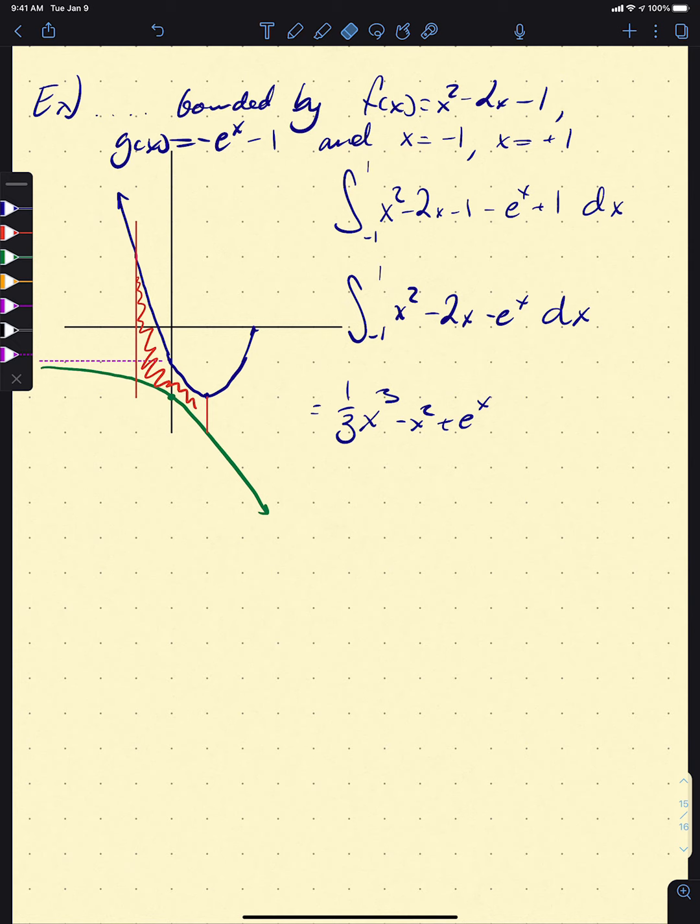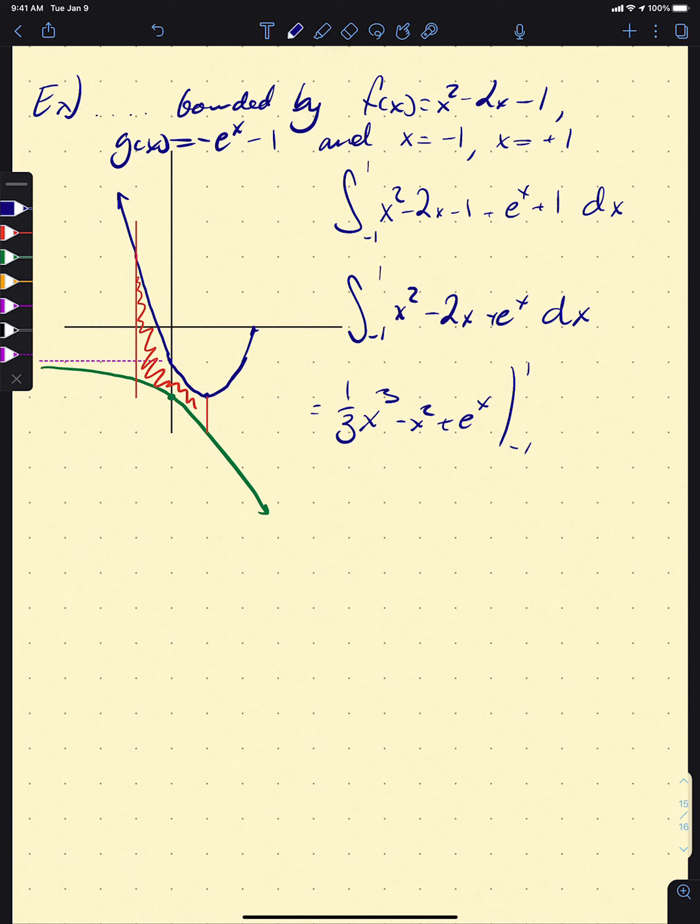Yes, this should be plus e to the x all the way up here, because we're subtracting -e to the x minus 1. And so this should be plus, and that's plus. And then we're evaluating this from -1 to 1, okay?